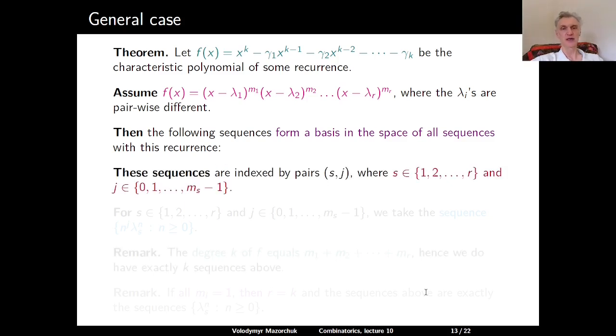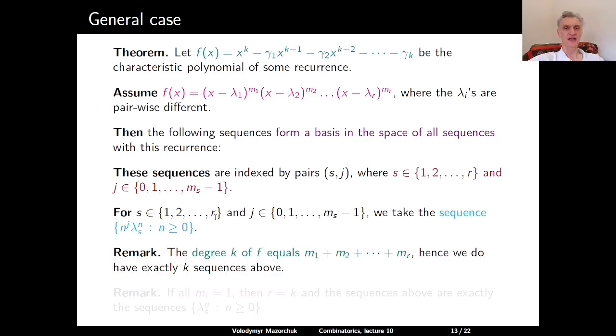So the sequences will be indexed by pairs s, j, where s is a number between 1 and r, so that corresponds to a root of our polynomial, and j is a number between 0 and m_s minus 1. So that corresponds to the multiplicity of this root. So we can vary j between 0 and the multiplicity of the root minus 1. So for a fixed s and j here, we take the sequence which is given by n to the power j times lambda_s to the power n, where n is a non-negative integer.